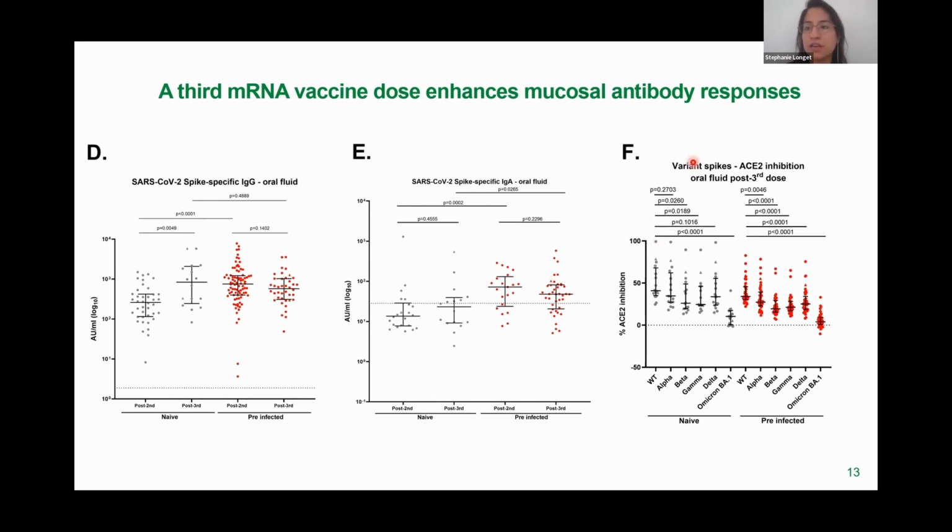And finally, here you can see the ACE2 inhibition against a range of variant spike antigen in oral fluid following the third dose. So again, if we compare the percentage of ACE2 inhibition between naive and pre-infected individuals, the global picture is quite similar, and the lowest percentage of ACE2 inhibition was observed against Omicron BA.1 in both naive and pre-infected individuals.